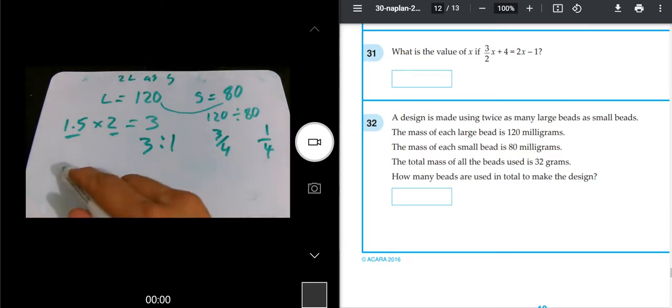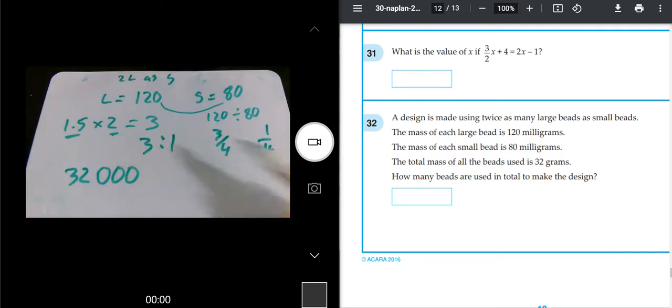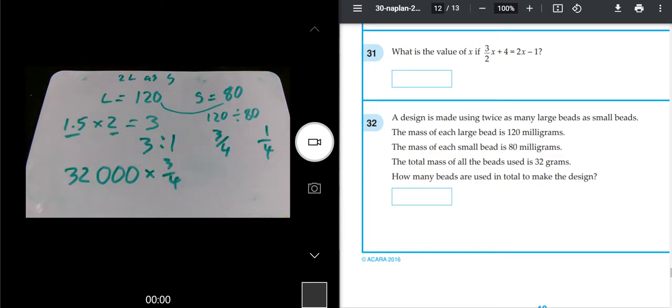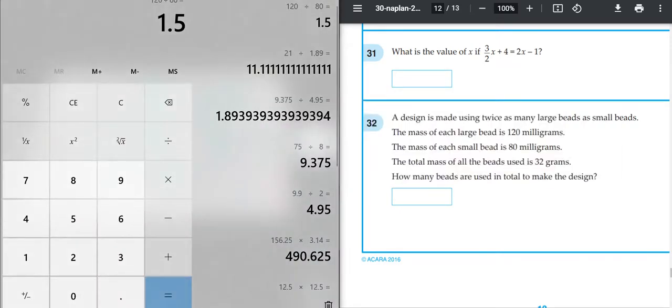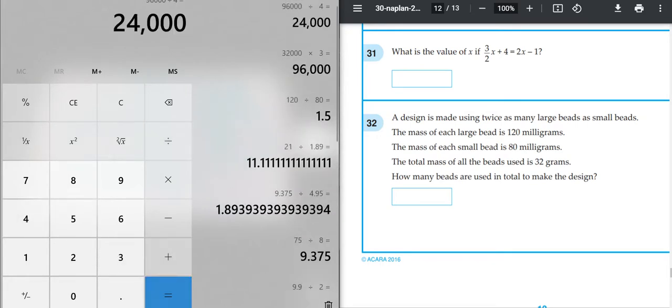The total mass is 32 grams, which when going into milligrams we've got to multiply by 1,000. So it's 32,000 milligrams is the total. If 3/4 of that is large beads, then we just need to do 32,000 multiplied by 3 divided by 4. And that gets us 3/4 of 32,000, and that equals 24,000.